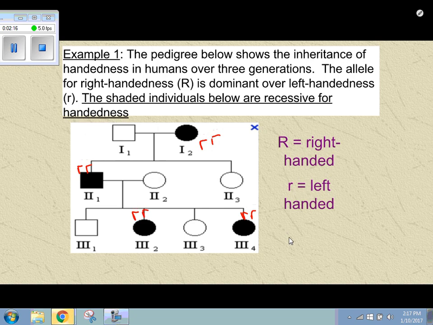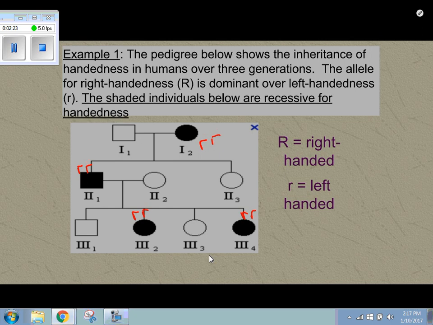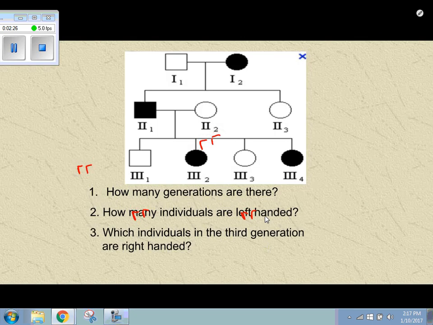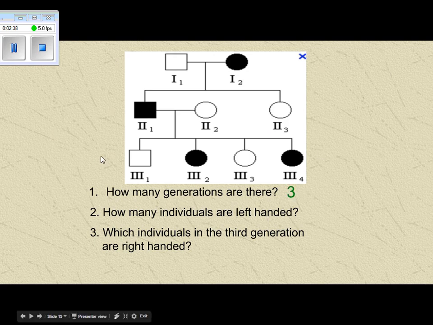There's a couple of questions that you have to answer. Number one says, how many generations are there? You should be able to identify, here's the first generation, here's the second generation, here's the third generation. So there are 3 generations. How many individuals are left-handed? Let's see the shading. 1, 2, 3, 4.